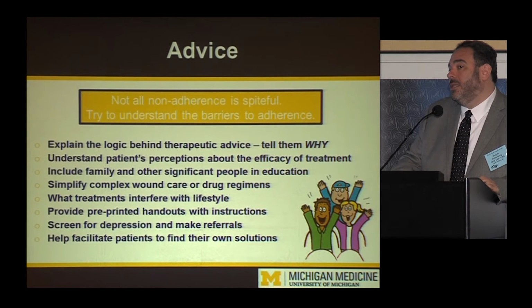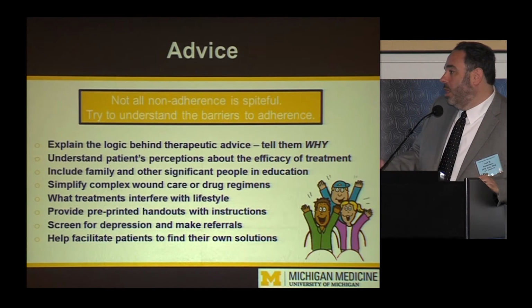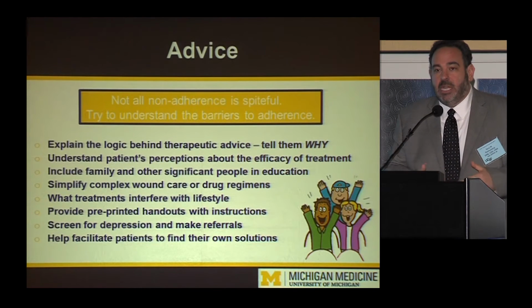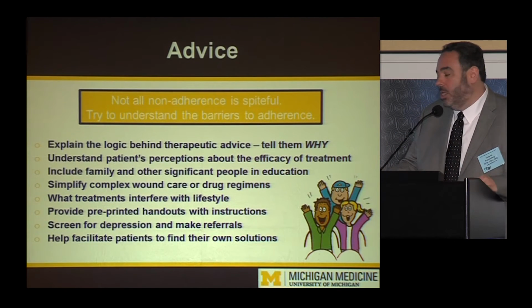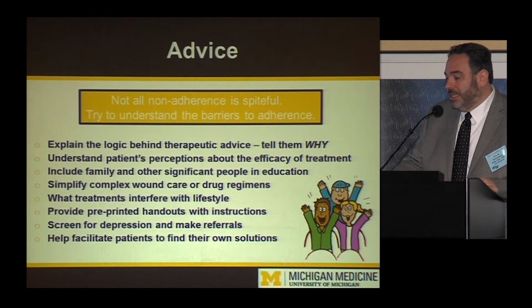Ask simple questions like, what is the problem here? Why are you not wearing your offloading boot? Are there limitations in your job or your occupation? Why are you not able to do that? What is limiting you and getting in the way of you doing these things? Oftentimes coming to a compromise can be very helpful. Including family and other significant people in that process, whether they be case managers or family, would be ideal. In that education process, it can clearly help facilitate adherence as well.